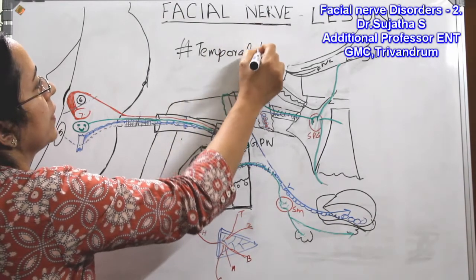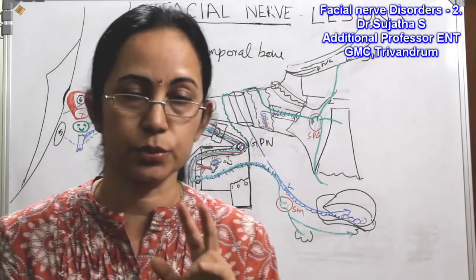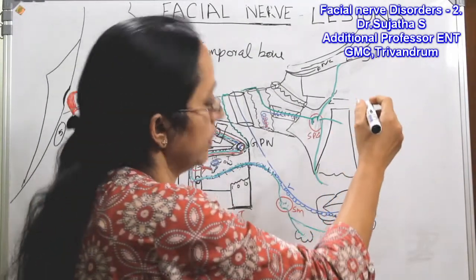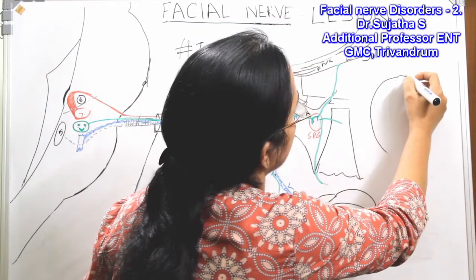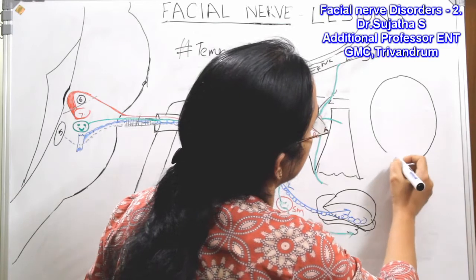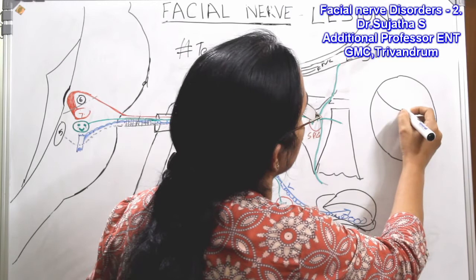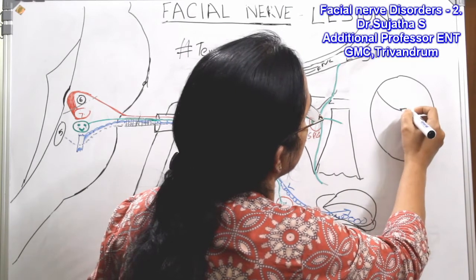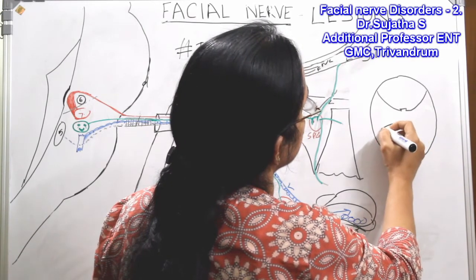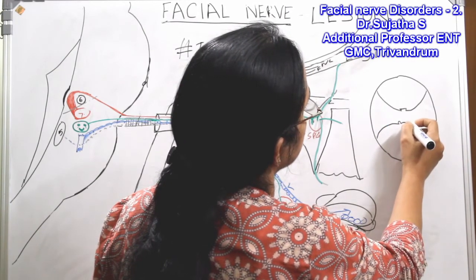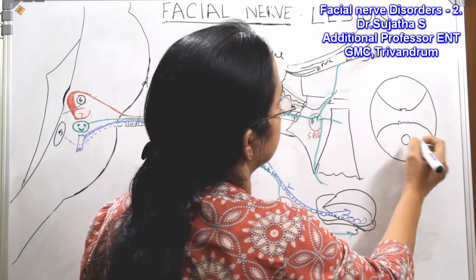What are the types of fracture of temporal bone? What are the types? There are two types of fractures of temporal bone. And if I draw a skull base, okay, anterior cranial fossa, middle cranial fossa, and this is your foramen magnum.